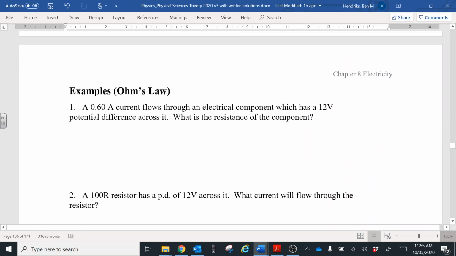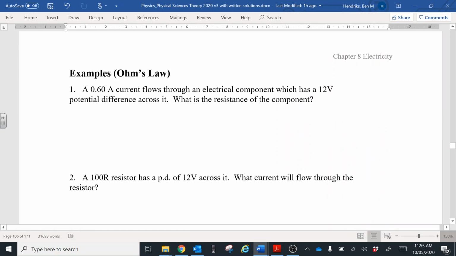Okay, so I'll move on to some examples here. If a 0.60 amp current flows through an electrical component which has a 12 volt potential difference across it, what is the resistance of the component?